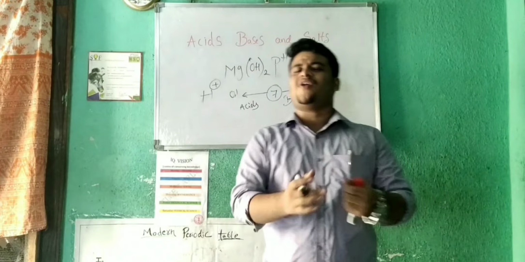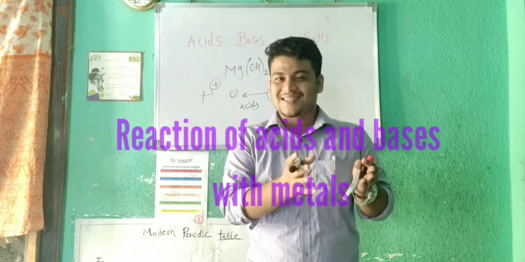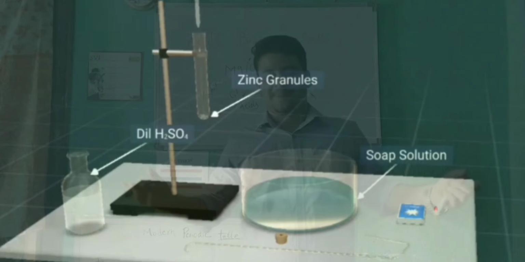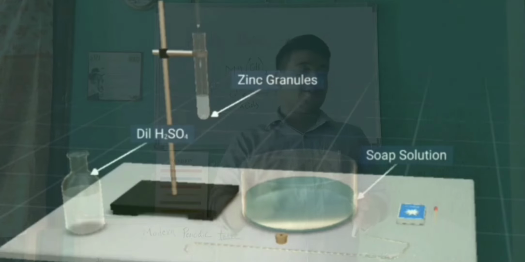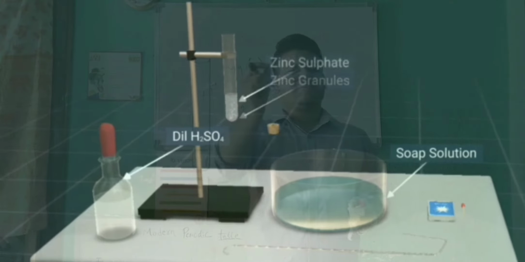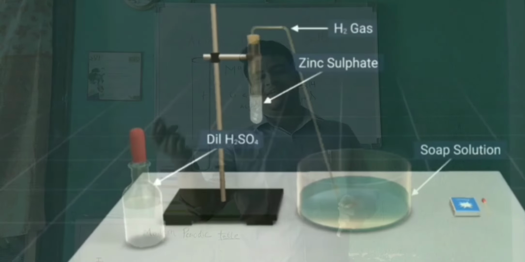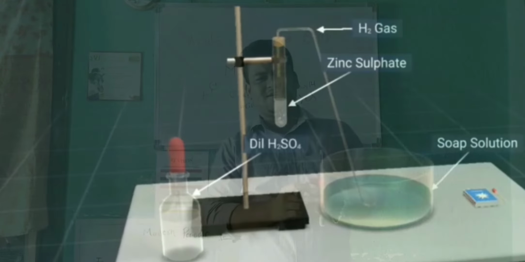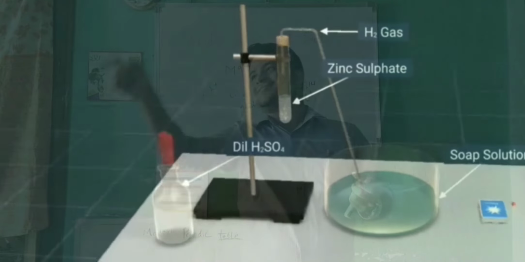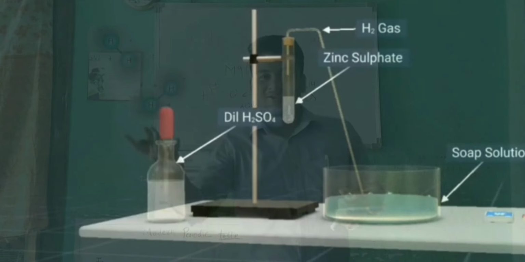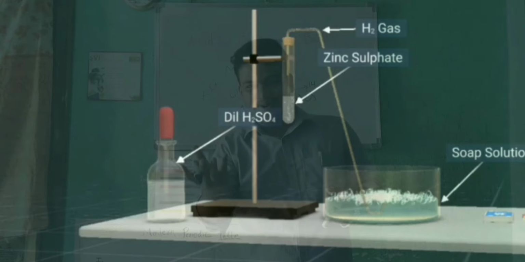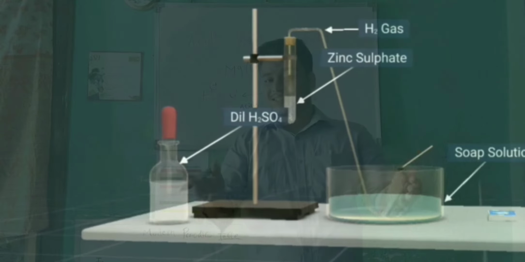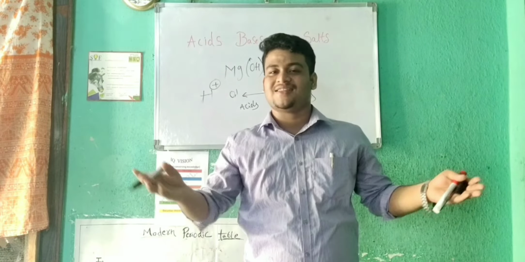Let us now learn about the reaction of acids with metals. For this experiment, we need to take a test tube with some metal. Let us take the example of zinc metal. When zinc metal is taken in a test tube and hydrochloric acid is reacted with it, what happens? Hydrogen gas is liberated. That hydrogen gas shows a pop sound with a lighted candle near it. This is how metals react with acids.